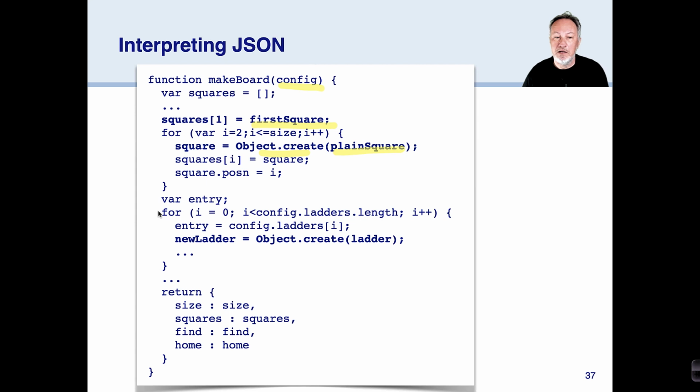Now we've completely initialized the board, where every square except the first square is a clone of plain square. And now we're going to walk through the ladders and overwrite those, every one that's a ladder, by a clone of the ladder instance that we have. And finally, at the end, I don't show it here, the last square gets initialized to the last square instance that we created. Once again, we're going to return a closure, so we'll simply return the closure with the bits and pieces that don't need to be hidden anymore. So, namely the size, the squares, the find, and the home methods.